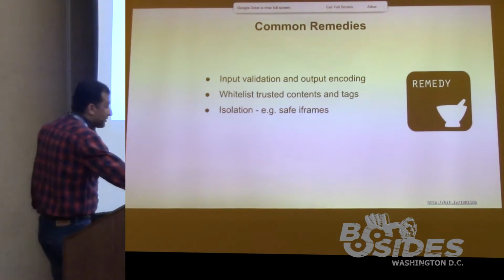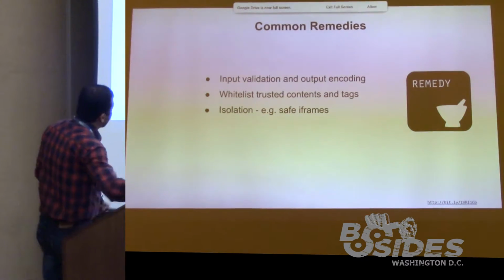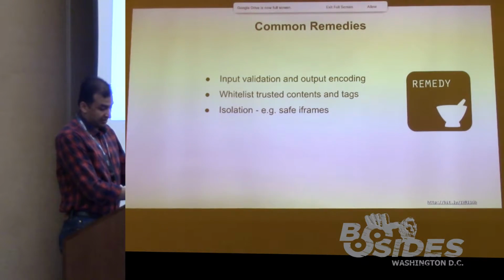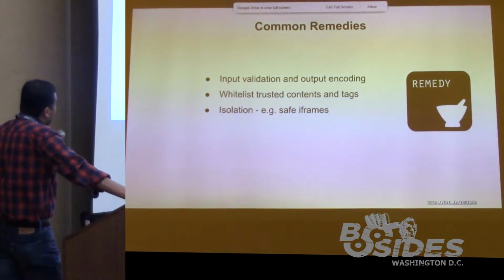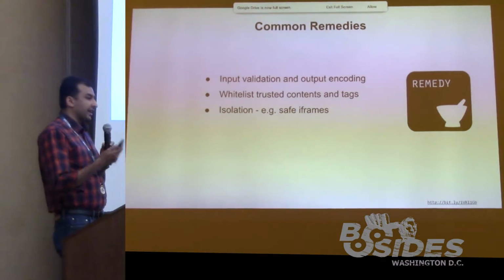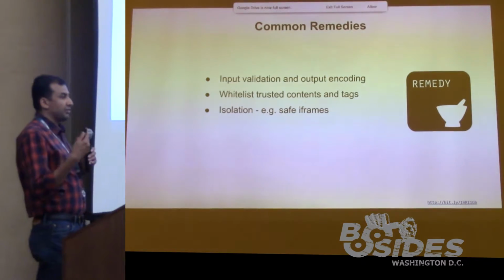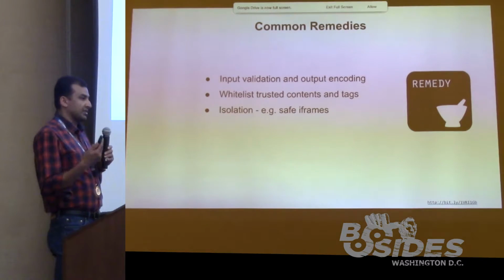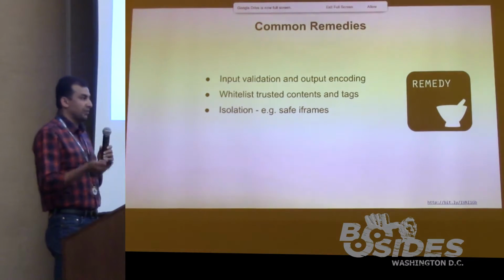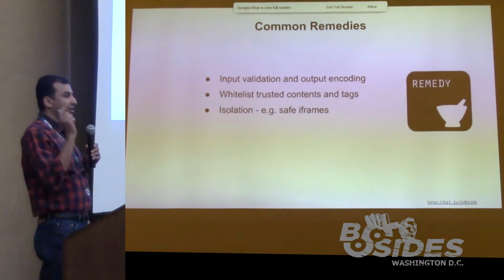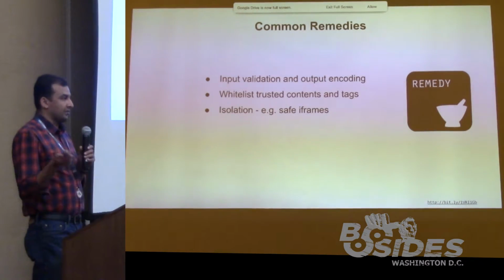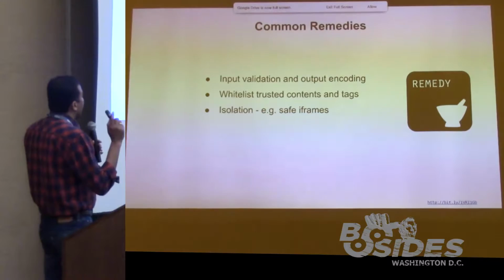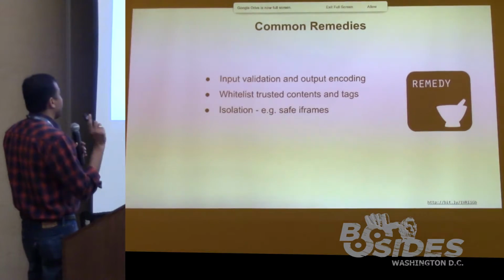Since we have known about this problem for a long time, we have some remedies. The first thing is input validation and output encoding. Input validation means whenever data enters our application, you need to make sure that the data is valid. For example, if you are taking a phone number as input, you have to make sure that you only accept numbers and maybe an optional hyphen or something like that. So you really make sure that it is validated.